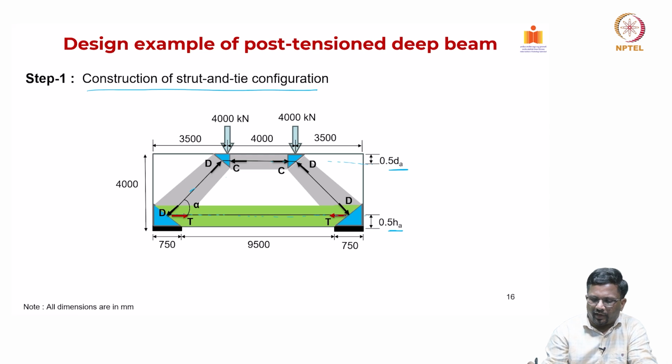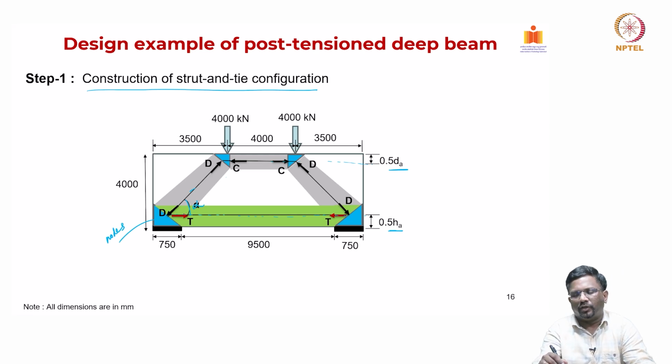Then you also have a tie element, and they are making an angle alpha. Of course, we need to find out what that angle alpha is and so on, but these are the basic configurations, and this is your node regions. So, these are your node regions, nodes. Okay. All that is highlighted in blue color are all node regions. The green color one is a tie, and the grey color ones are the struts.